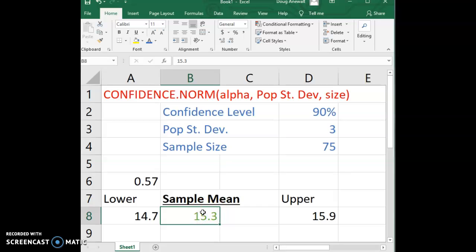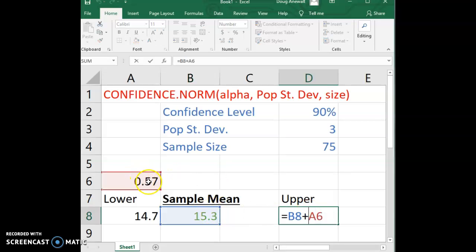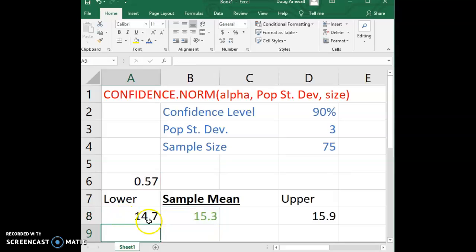The sample mean is always right in the middle of our confidence interval. We add the margin of error to the sample mean to get the upper bound, and we subtract the margin of error from the sample mean to get the lower bound. And then our confidence interval: we're 90% confident the population mean will lie somewhere between our lower bound and our upper bound.